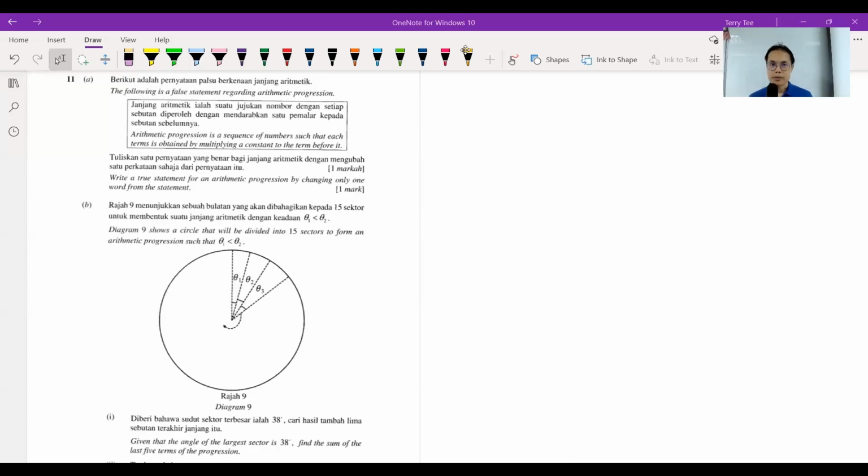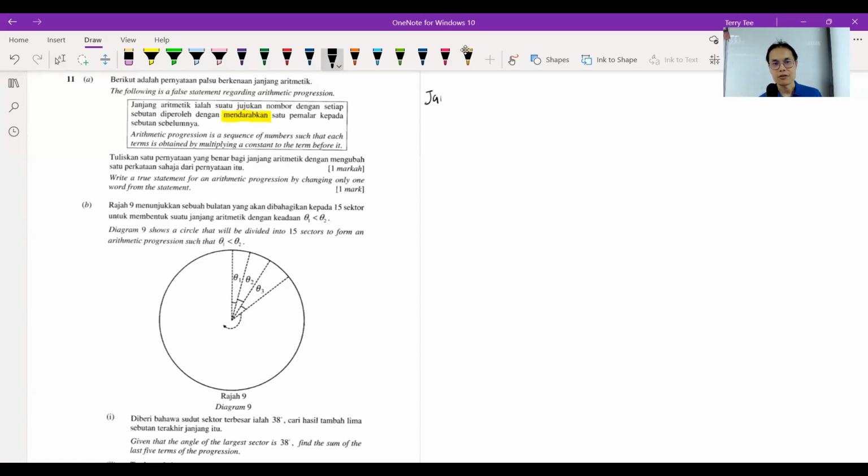Okay, question number 11. This is from the chapter progression or Janjang. So berikut adalah pernyataan palsu berkenaan Janjang aritmetik. Janjang aritmetik ialah satu jujukan nombor dengan setiap sebutan diperoleh dengan mendarab. You know it's not mendarab, ah? Ya, suatu pemalar kepada sebutan sebelumnya. So tuliskan satu pernyataan yang benar bagi Janjang aritmetik dengan mengubah satu perkataan sahaja dari pernyataan itu.